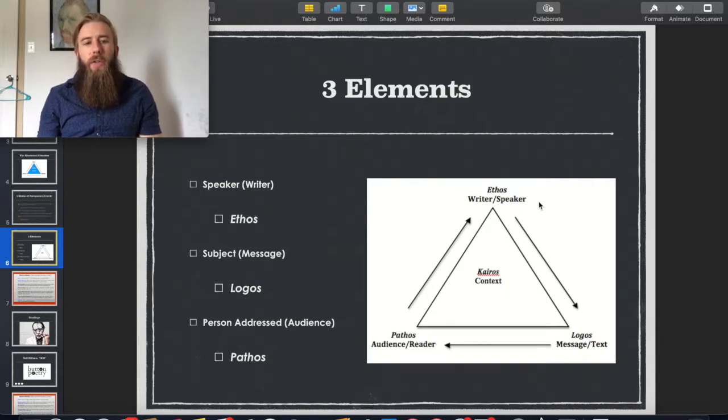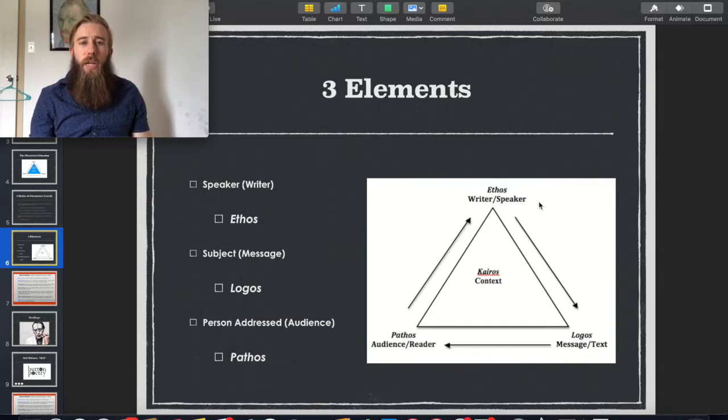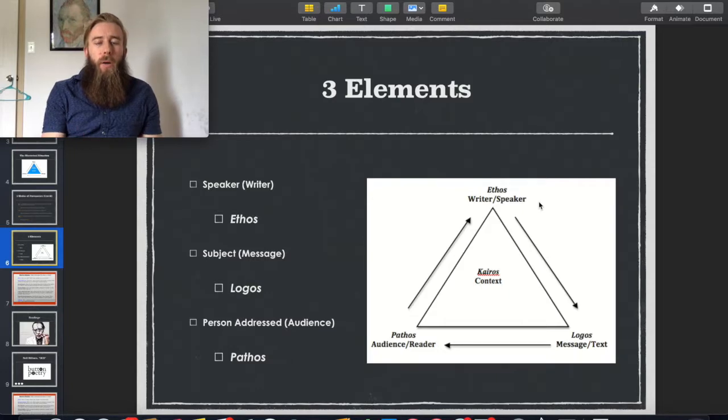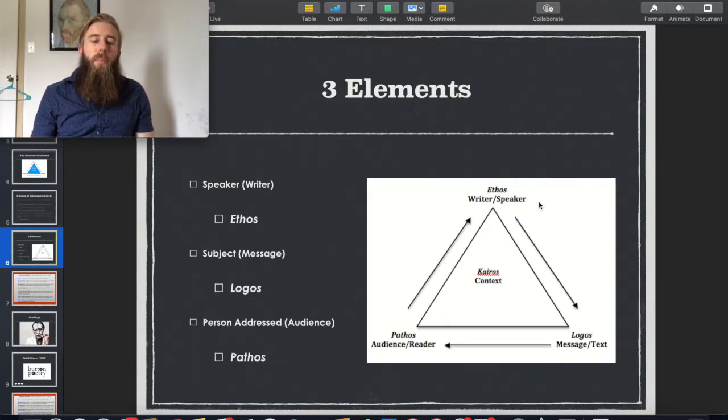The reason that logos is related to the message, as I said before, is because your message is mostly made up of the logical proofs and arguments, right? Now, your message can also pertain to appeals to credibility or appeals to emotion as well. So ethos, logos, pathos are all part of the message. But most of your message is just arguments in general, logical arguments and facts.